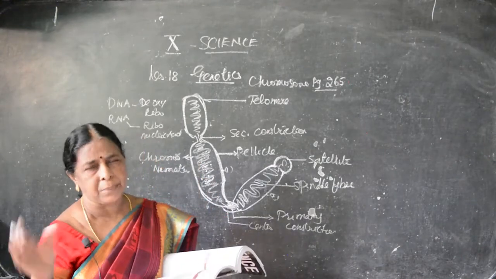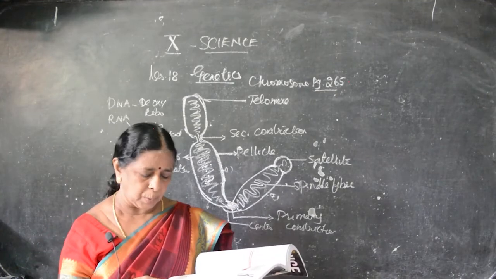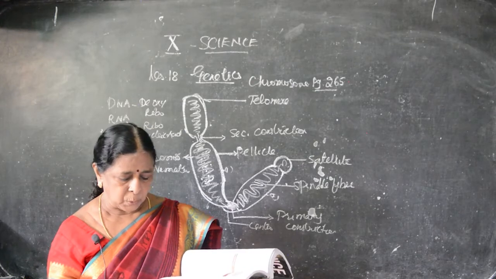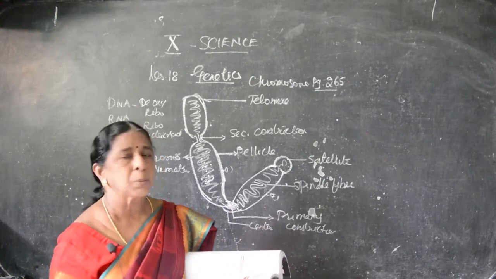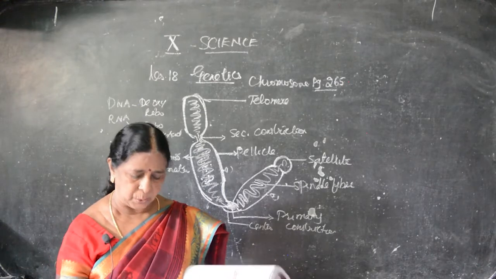So, satellite. This is only for some cases of chromosome. Some chromosomes have elongated knob-like appendages at one end of the chromosome, known as satellites. The chromosomes with satellites are called SAT chromosomes, a special kind of chromosome. The structure of the chromosome is very, very important. Just go through that.